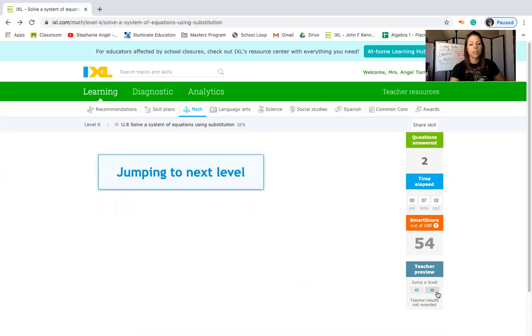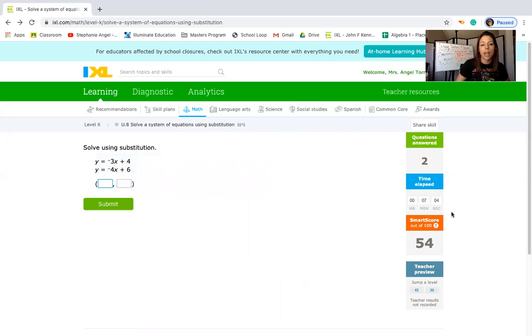All right, I'm going to jump a level here to get to something a little bit more challenging. Okay, so this is a very interesting example. You'll notice here that both of these equations are solved for y. Y is isolated in both. This just means that because both of these are equivalent to y, think of it as I'm either taking this expression in the first equation and substituting it into the second one, or I'm taking this expression in the second equation and substituting it into the first one.